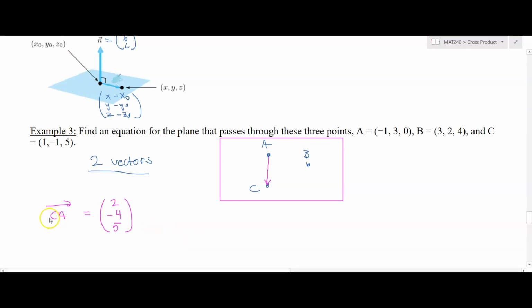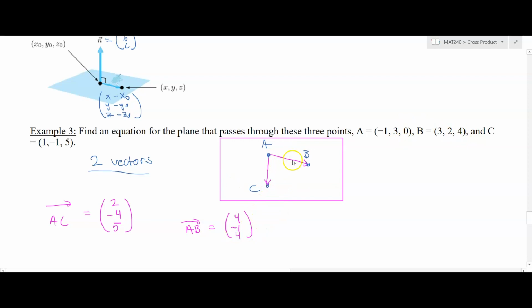Vector AC. It's a vector from A to C. And now I can also form another vector, and I'm just going to choose from A to B. So from A to B, there's my vector, and that's going to be the difference between the values in point B and point A. So 3 minus -1 is 4. 2 minus 3 is -1. 4 minus 0 is 4.